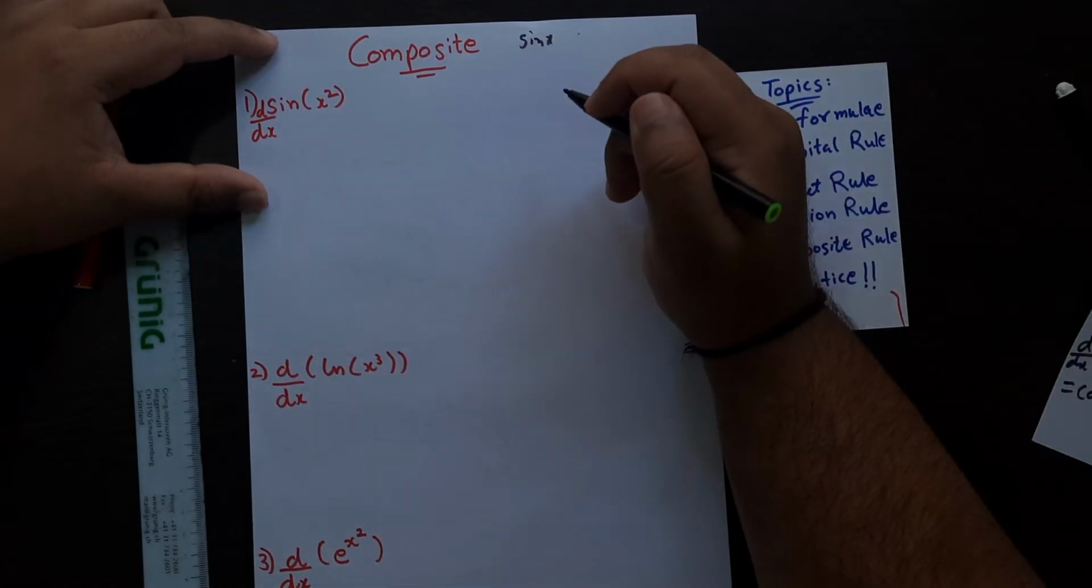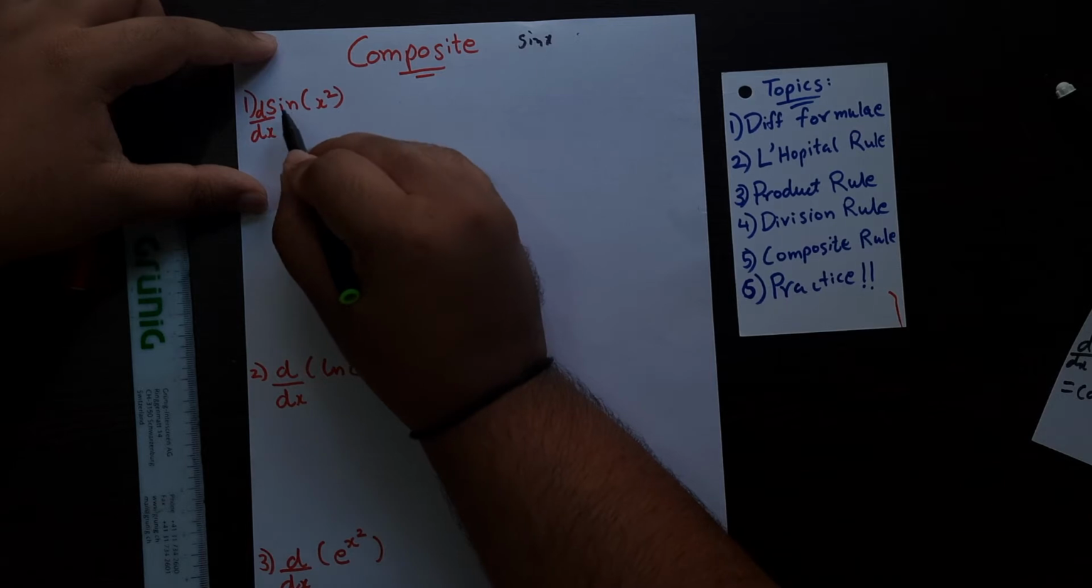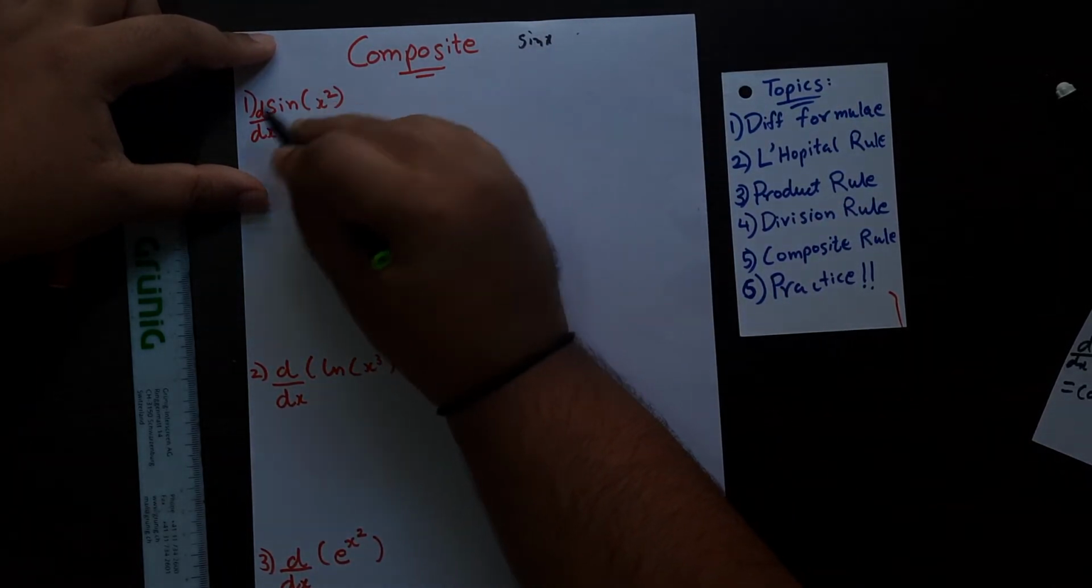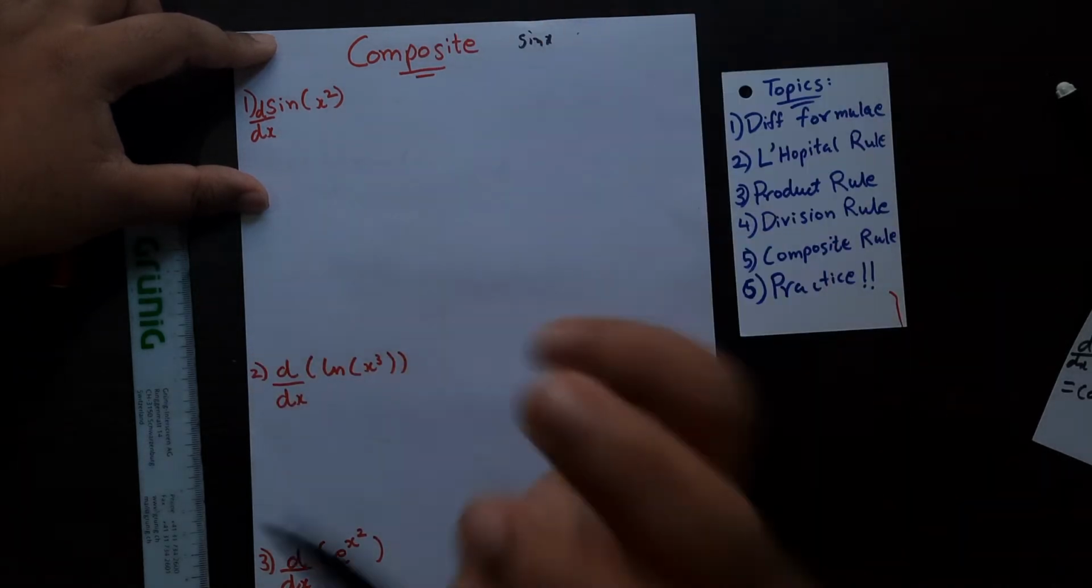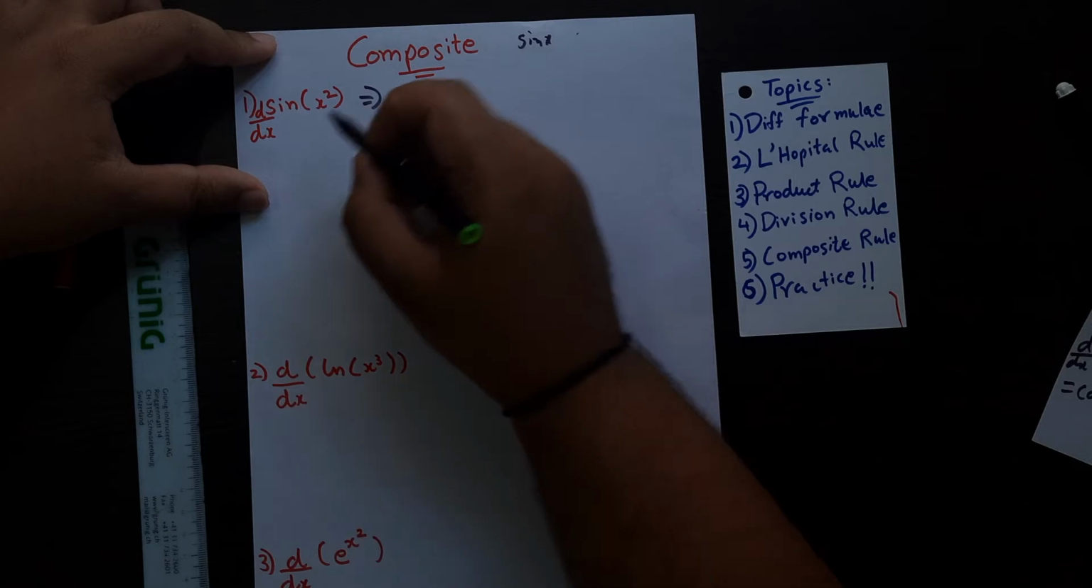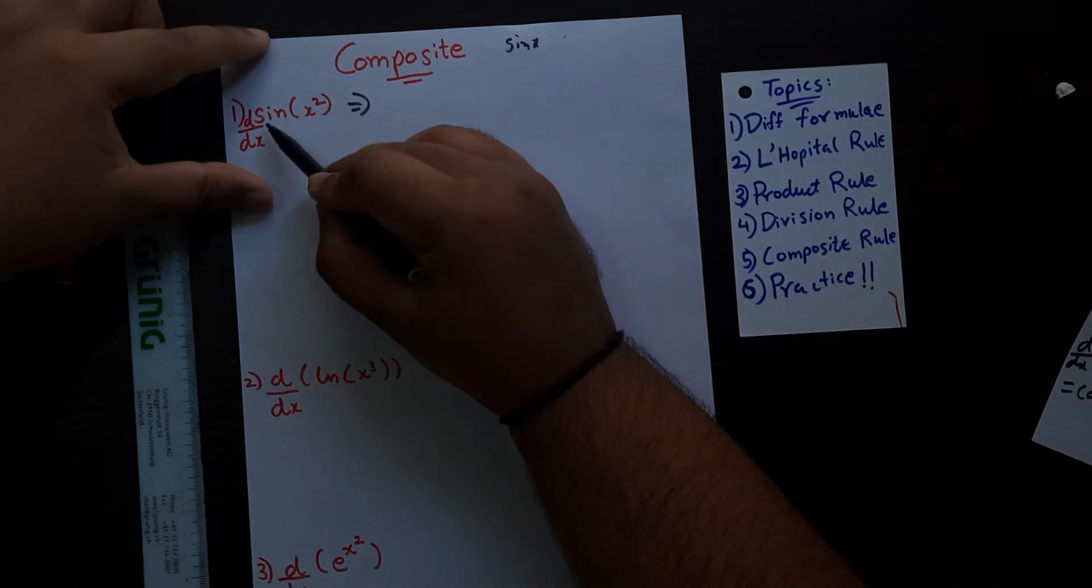In such cases, what we do is we treat it as the original value itself. We'll treat sine x square as if it is sine x only. So what is the difference? This will be nothing but we just assume it is the differential of sine x.